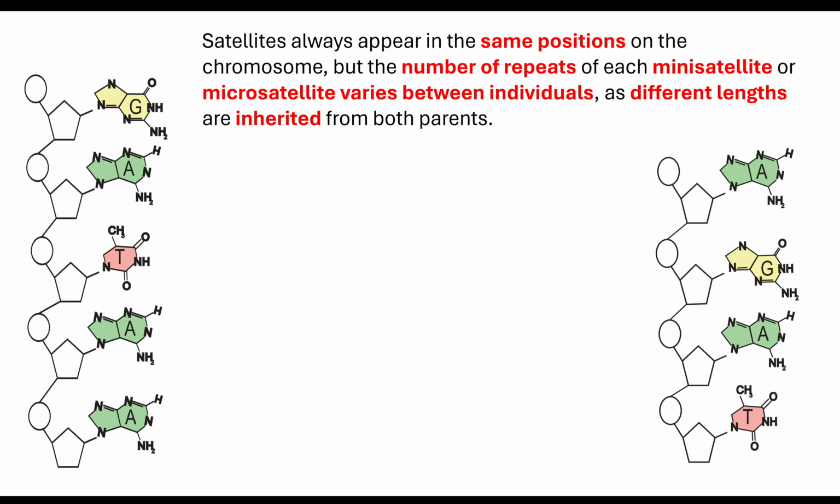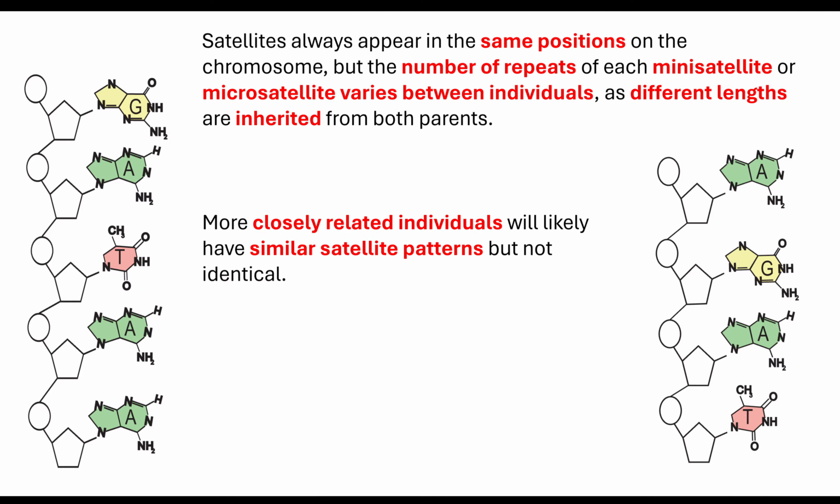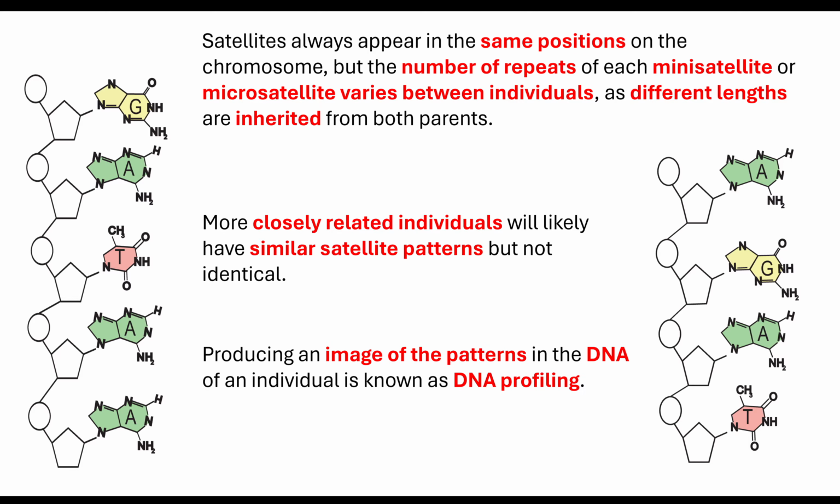But what you need to understand is that these satellites always appear in the same positions on the chromosomes, but the number of repeats for each of those mini or microsatellites varies between individuals. Therefore, different lengths are actually inherited from both parents. So the more closely related individuals are, the likelihood will be that they will have similar satellite patterns but not identical. Therefore, what we can do is we can produce an image of the patterns in the DNA of an individual, and that is what's known as DNA profiling.